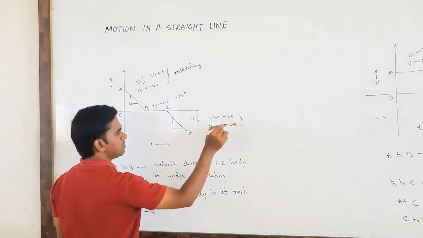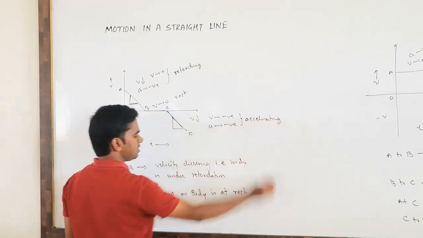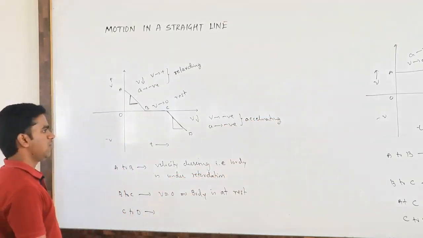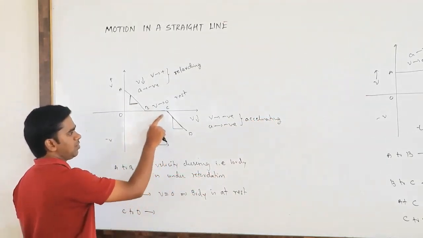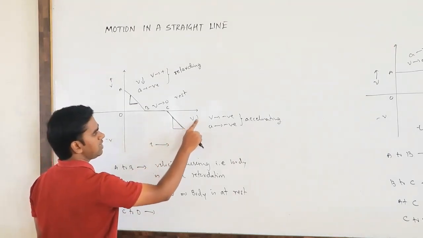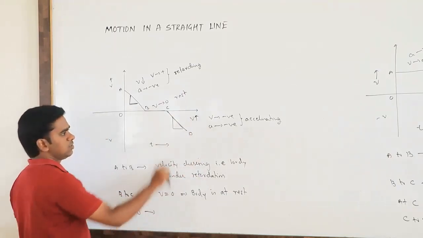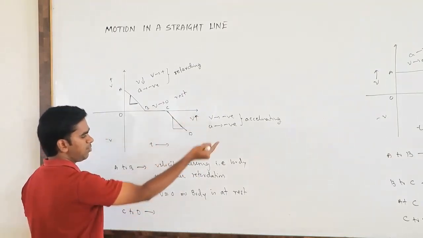If both are on the same side, what is happening? The body is accelerating. Okay, so now what is happening? The body starts moving again with increasing velocity. Velocity is not decreasing. Velocity is increasing, but in the opposite direction.